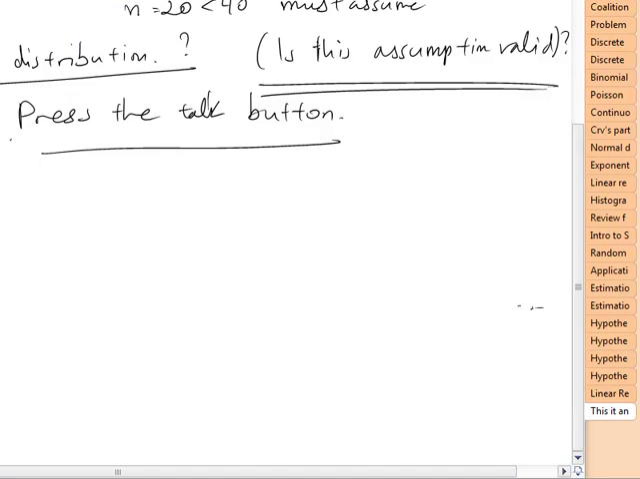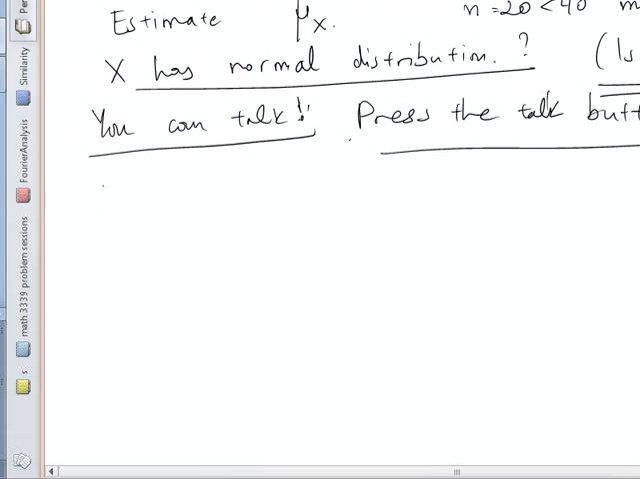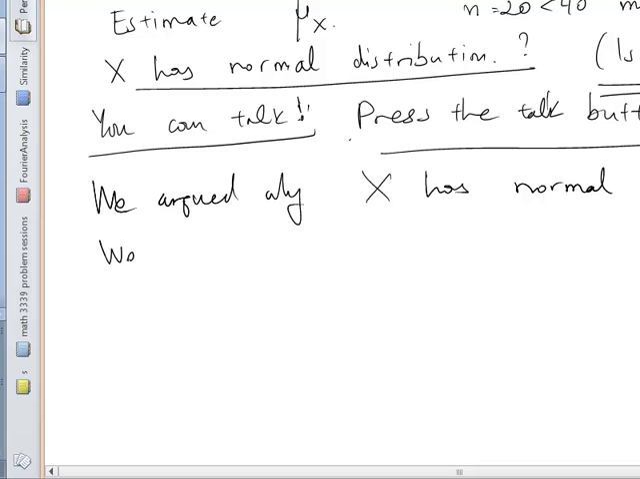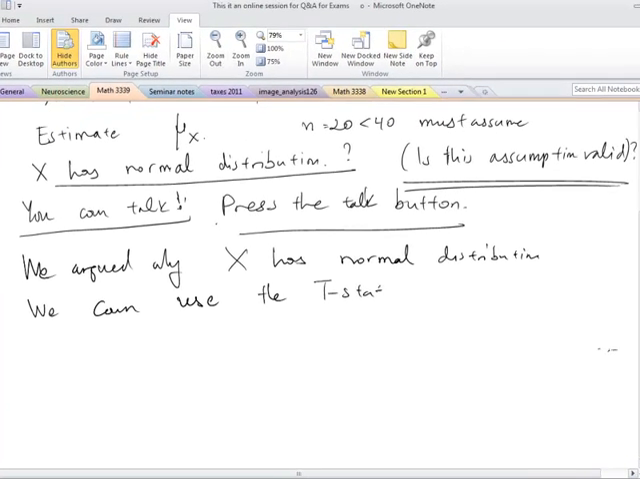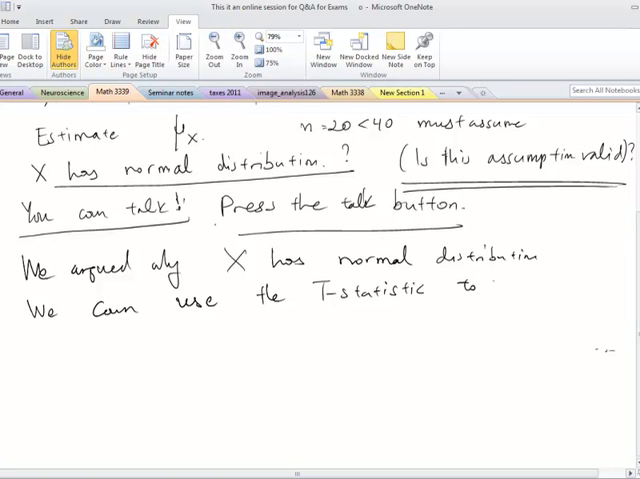So what I have here now is that we argued why X has normal distribution. And since I have made my case, or so I believe, that X has normal distribution, now we can use the t test for the estimation. We can use the t statistic. The t statistic requires the normality assumption to find the confidence interval. And when you have the t statistic, it will give you the following confidence interval.